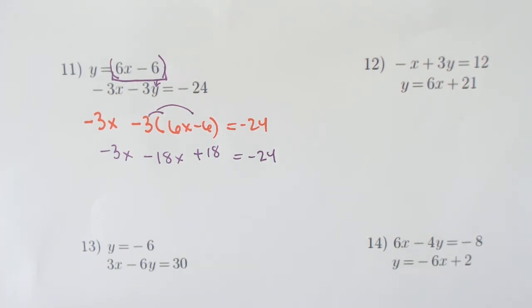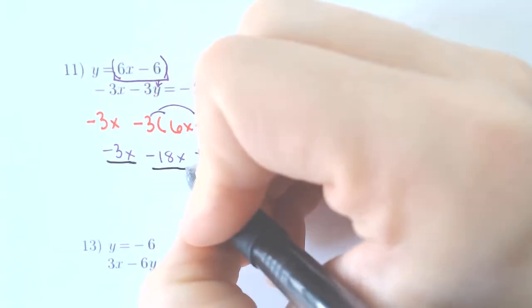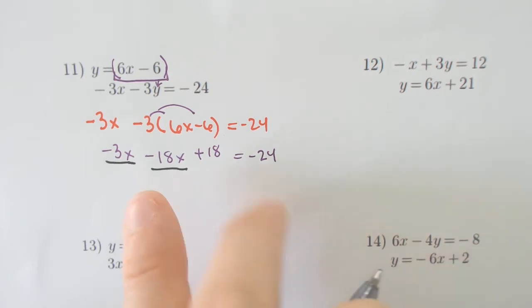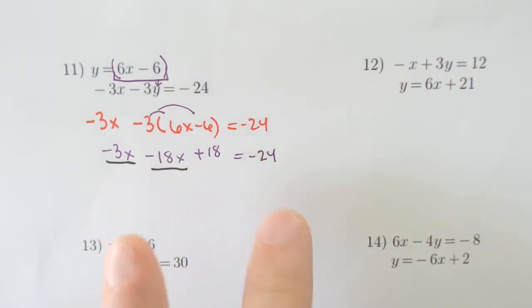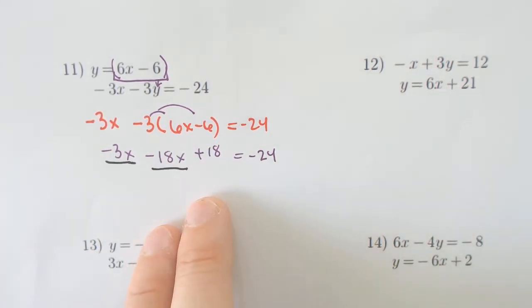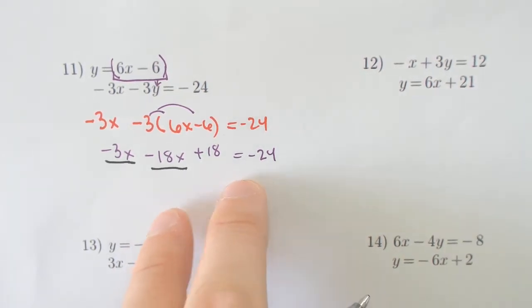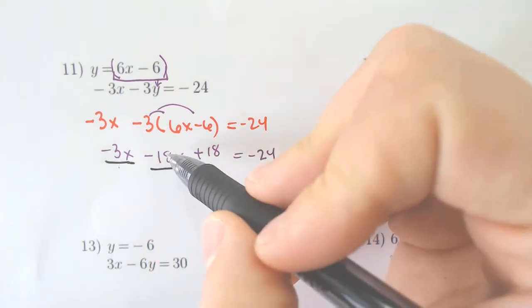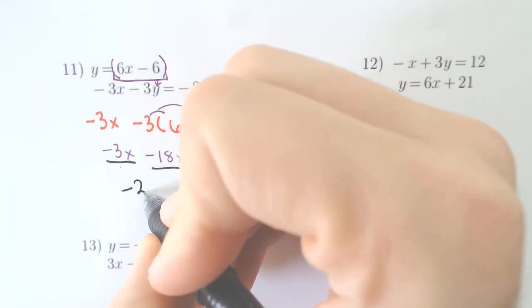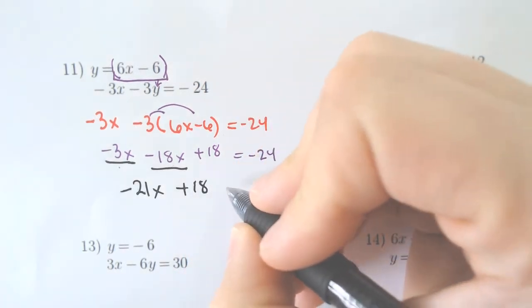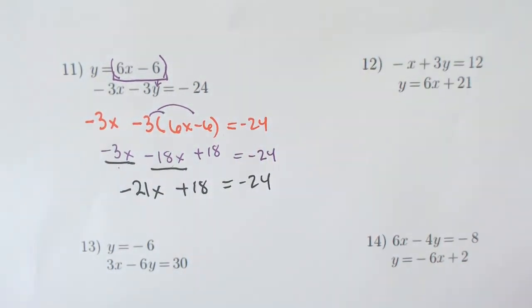Combine any like terms if there are any, and in this case there are. We got a negative 3x, we got a negative 18. You combine them, we're not moving it to the other side of the equal sign because they're right next to each other. Or, more importantly, they're on the same side of the equal sign. If they're on the same side of the equal sign, you have to do the same thing that they say. Negative 3 and negative 18 makes negative 21x plus 18 equals negative 24.